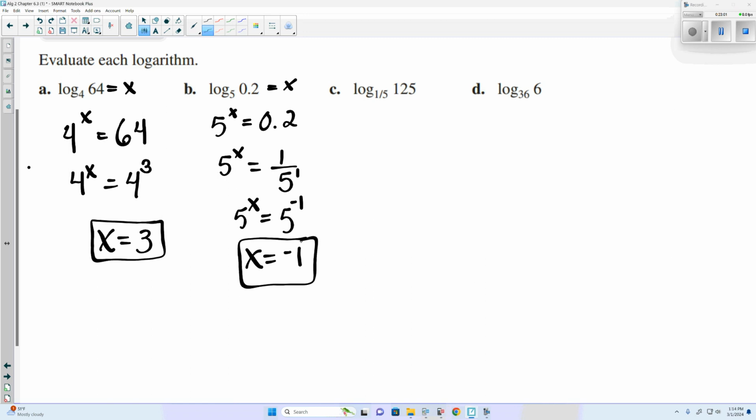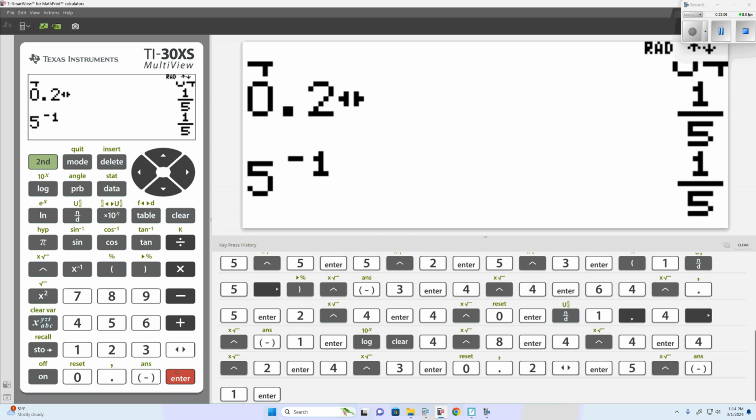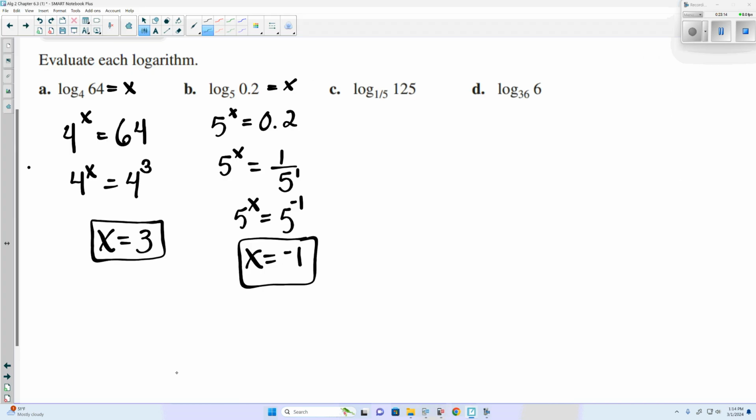That makes sense. 5 to the -1 is 1/5. Questions on this here?